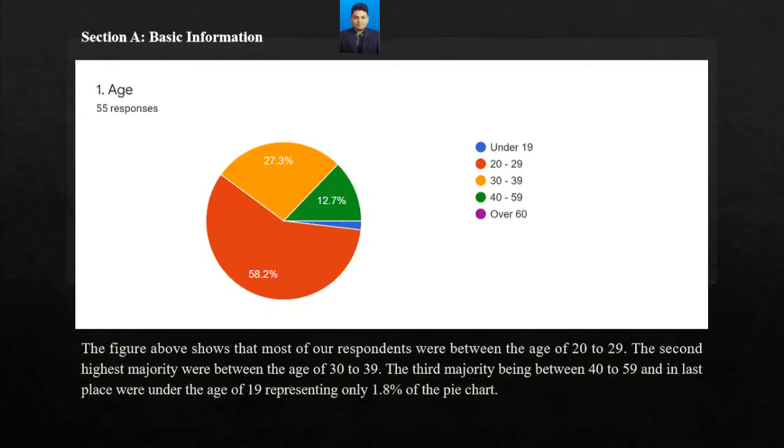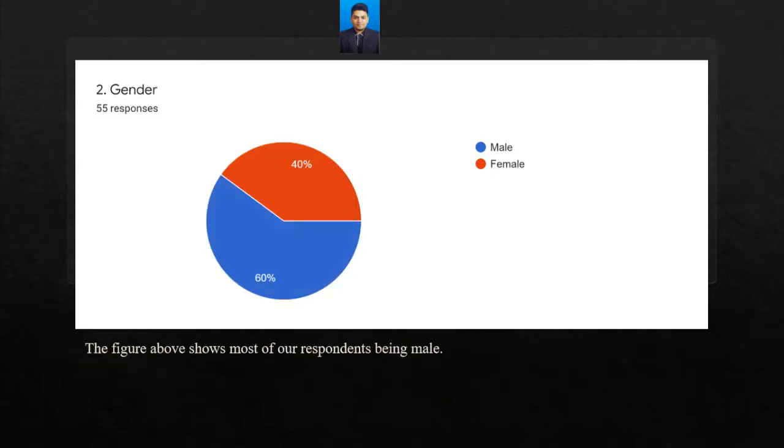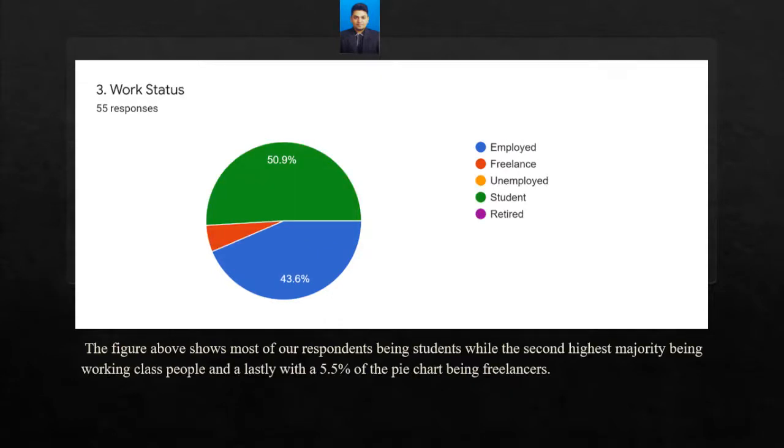The figure shows that the majority of our respondents are between the age of 20 to 29, which makes up almost 60% of the pie chart. The second majority were between the age of 30 to 39, with almost 30% of the pie chart. The next figure shows 60% of our respondents being male and the rest being female. The figure shows half of our respondents being students. The other half shows mostly employed, with a small percentage being freelancers.